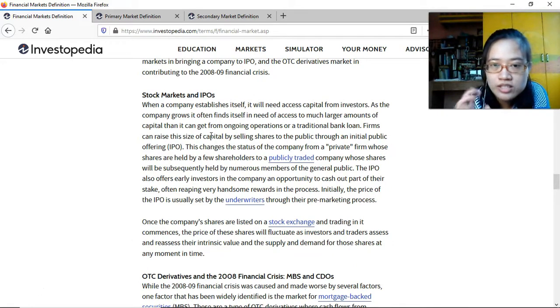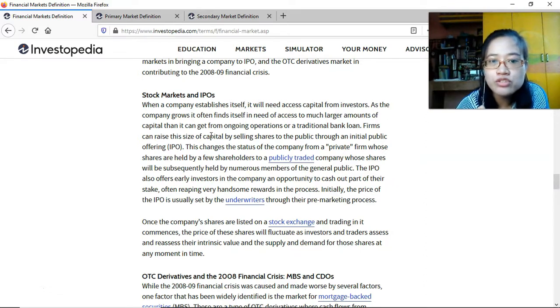When a company establishes itself, it will need to access capital from investors. They would need money or funds. As the company grows, it often finds itself in need of access to much larger amounts of capital than it can get from ongoing operations or a traditional bank loan. Firms can raise this size of capital by selling shares, equity, to the public through an initial public offering, IPO. This changes the status of the company from a private firm whose shares are held by a few shareholders to a publicly traded company whose shares will be subsequently held by numerous members of the general public.